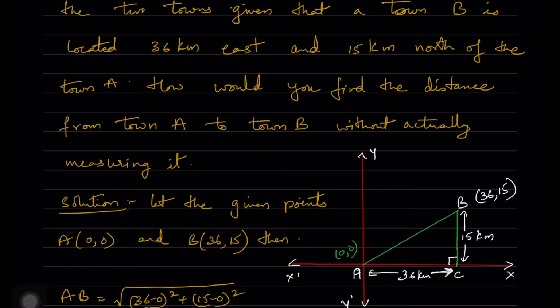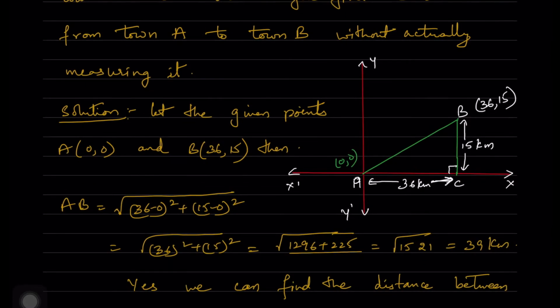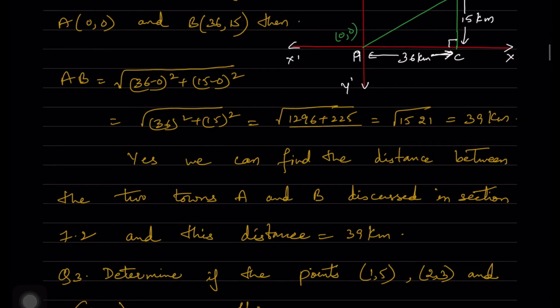Between this AB we are finding out using the formula under root of (x2 minus x1) whole square plus (y2 minus y1) whole square. Therefore here AB is equal to (36 minus 0) whole square plus (15 minus 0) whole square. So under root of 36 square plus 15 square, which is equal to root of 1296 plus 225 under root, which is equal to root of 1521. So root of 1521 is equal to 39 kilometers, which is the answer here. So yes, we can find the distance between the two towns A and B discussed in section 7.2, and this distance is 39 kilometers.